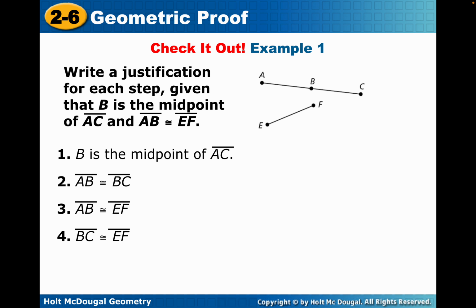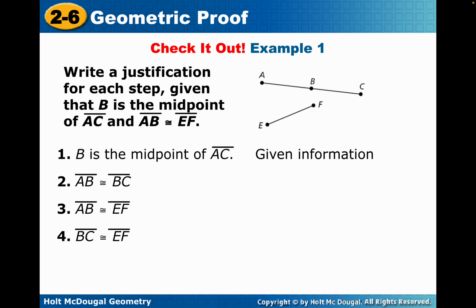Okay, if you look at this one, it might be a little different from the last one, and we're going to be using some different properties as well. Okay, first thing that it says is B is the midpoint of AC. We have to come up with our reason for this one. How do we know B is the midpoint of AC? Yeah, that's our given. It's given above. So that is what our reason is going to be. That's just given information.